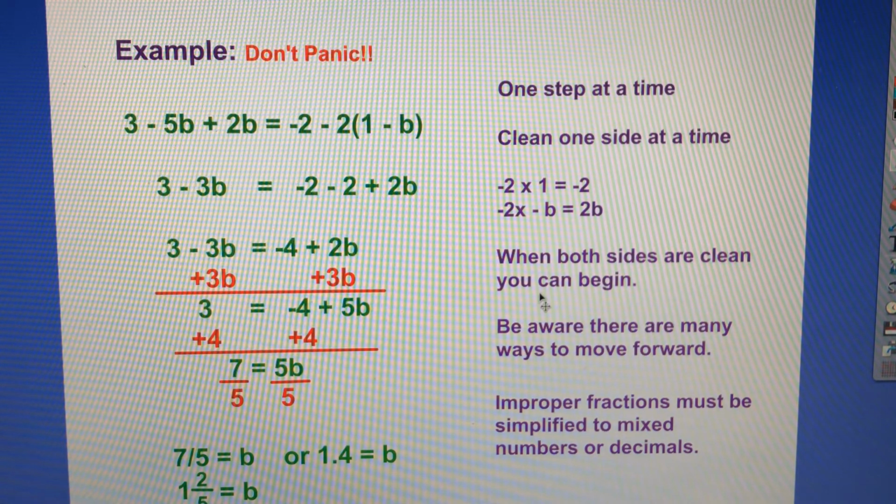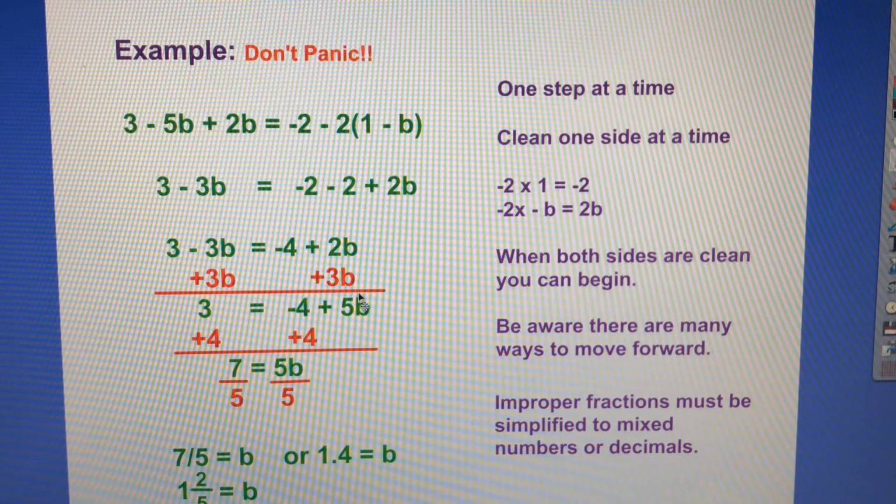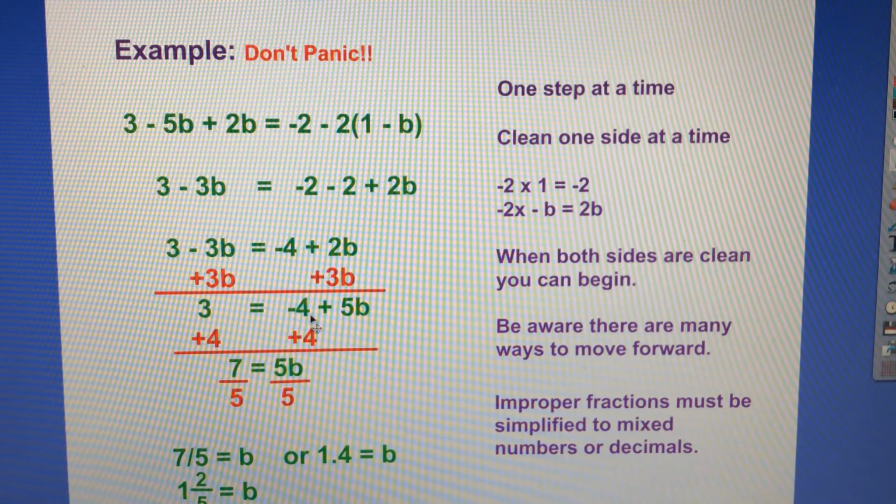When both sides are clean, you can begin to move the variables. I've chosen to add 3b to both sides. Again, you could have added 4 to both sides, move the 4 over. You could move the 3, you could move the 2b. You get to decide, but you have to do one step at a time so that you can follow what you decided. I chose to move the b's to the right. Add 3b to both sides. These will cancel out. I am left with 3. I have a 2b and a 3b, I have 5b. My negative 4 comes down.